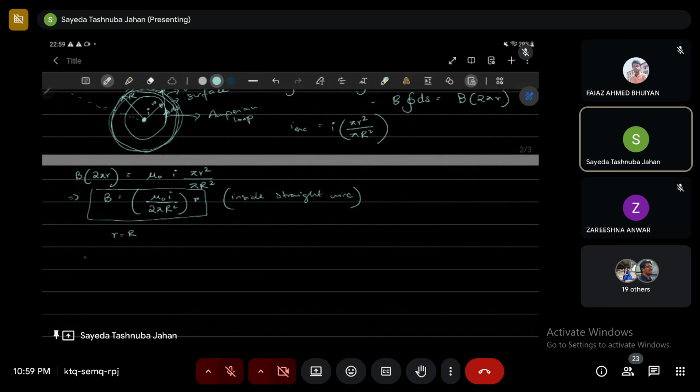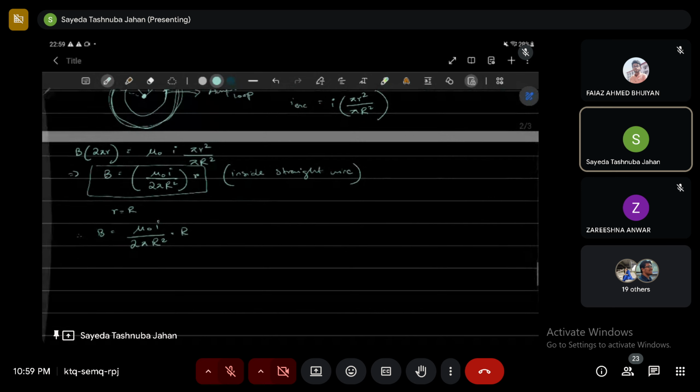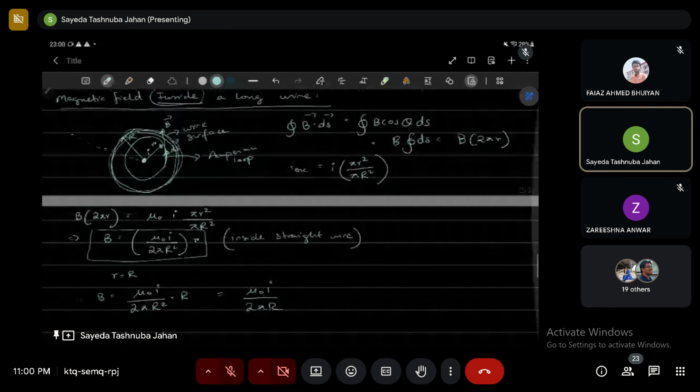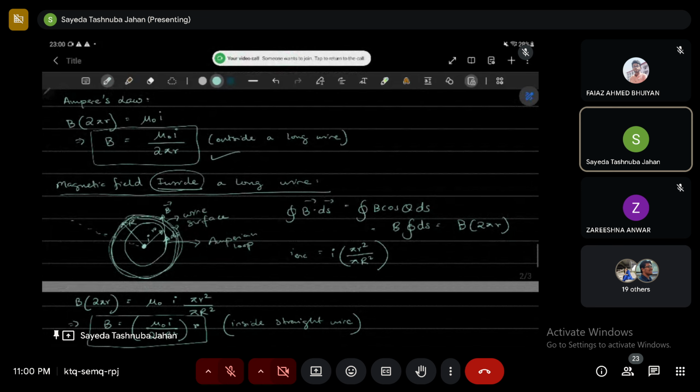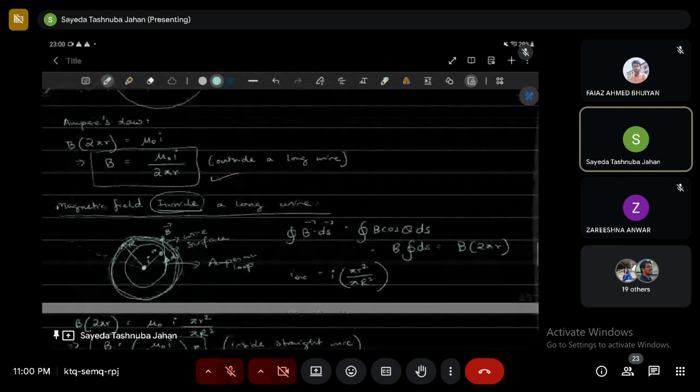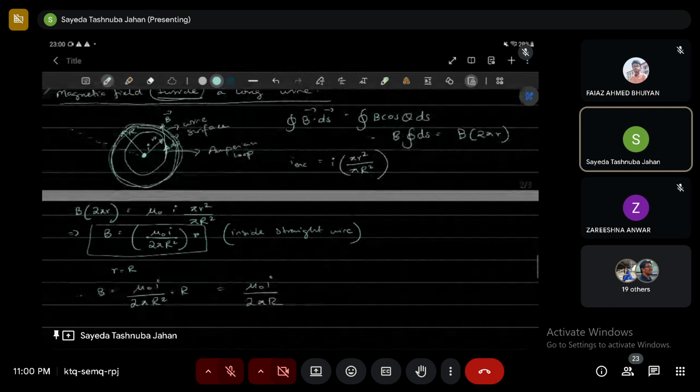So you see, if you plug in small r as capital R, what would you get? You would get mu naught I by 2 pi capital R squared times capital R. In that case, you get mu naught I by 2 pi capital R, which is what we got here. Okay, exactly the same expression. So in that case, you can analyze this that way as well. Okay, so this is it from chapter 29.